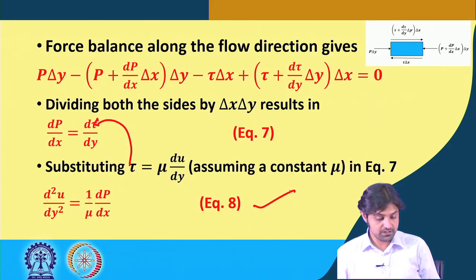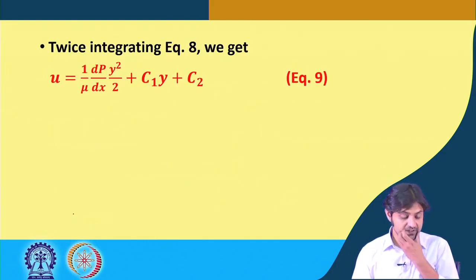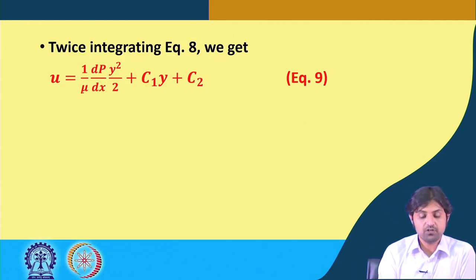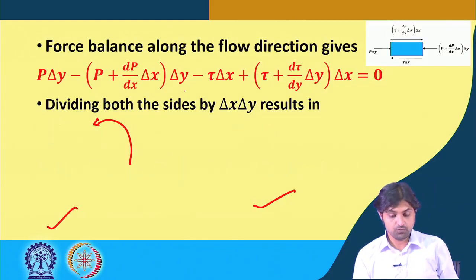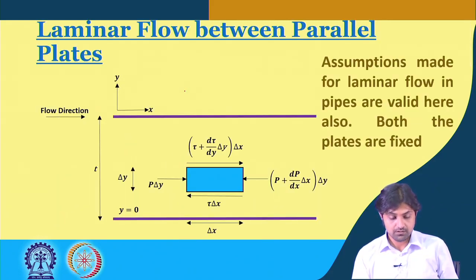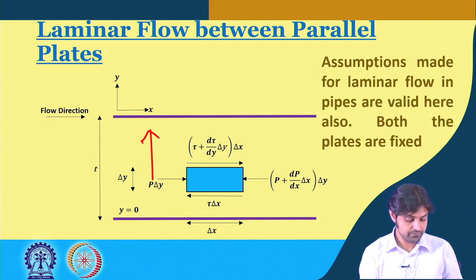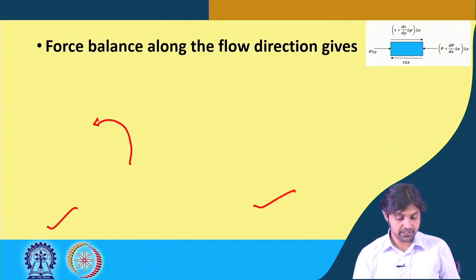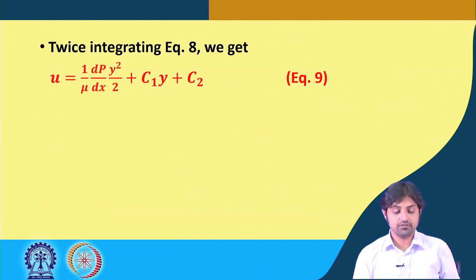Now, because here it is a double derivative, we will integrate it twice. So, we will get u is equal to 1 by mu dP/dx into y square by 2 plus C1 y plus C2, because we have assumed y, you see, y is in this direction. So, this is the equation we get.